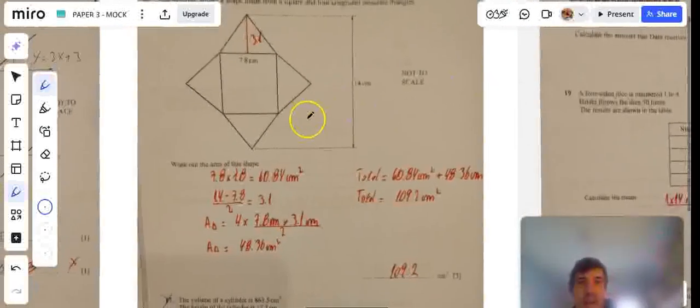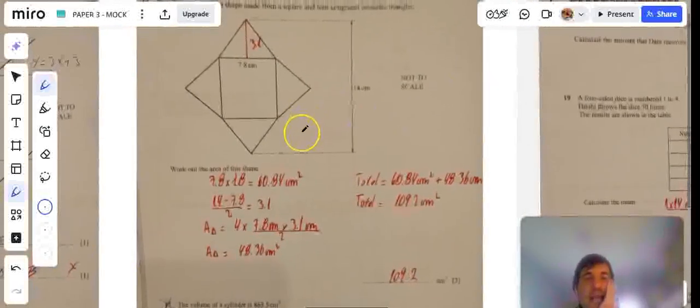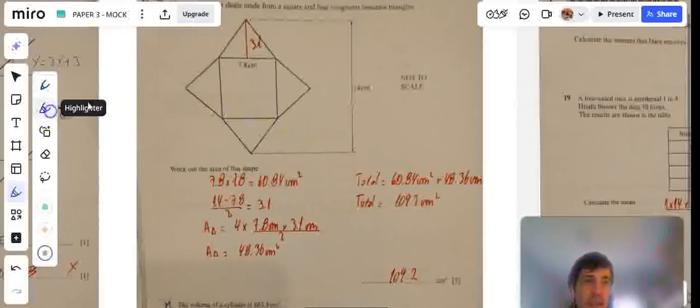Okay, area. Again, in this case, you have to know which areas you're working with, okay? Here you have a square, because all the sides have the same length. So if you multiply 7.8 by 7.8, you have 60.84. So this is 60.84.